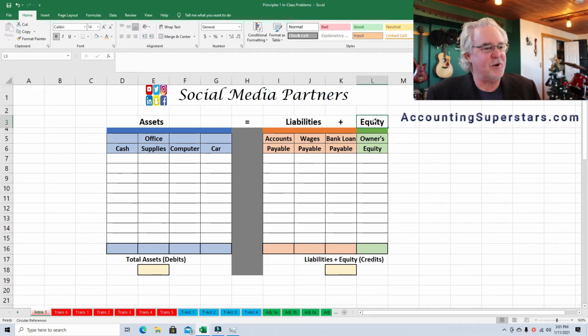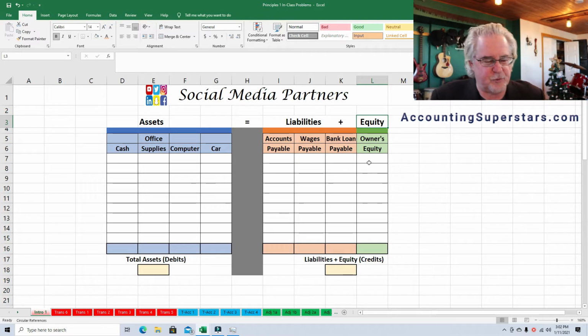So what we have here, assets, those are nice things to have. Things like cash, office supplies, computer, car. Those are great things to have if you have a business. Liabilities, those are obligations, things that you owe. And equity, that's sort of a residual account. It's sort of whatever's left over. It's kind of a weird one to explain, but it's a very, very important account, and we're going to use it a lot. A lot of stuff happens in this column right here.